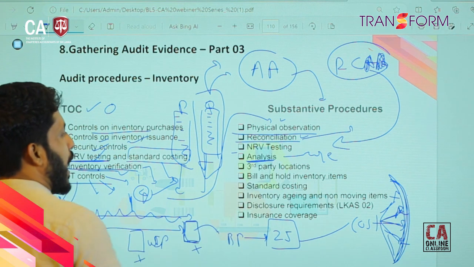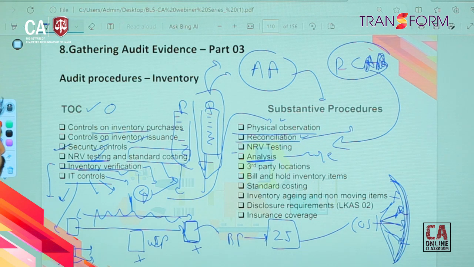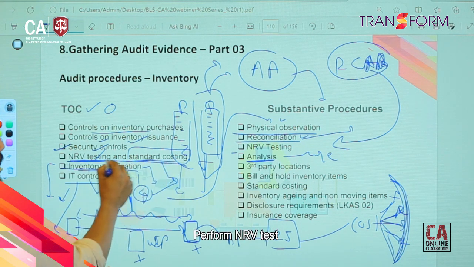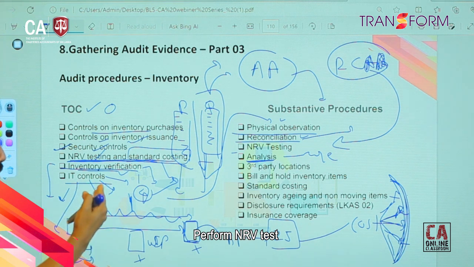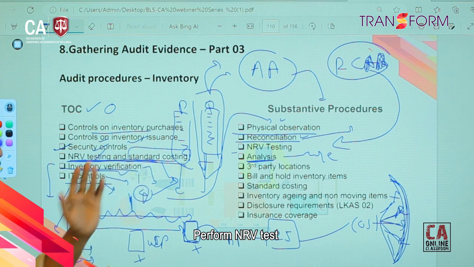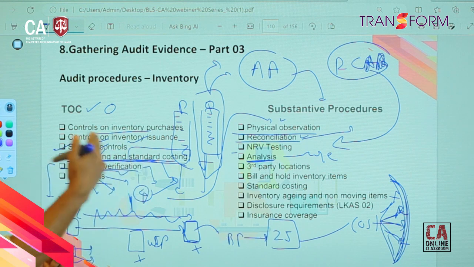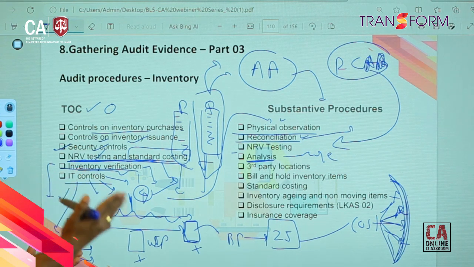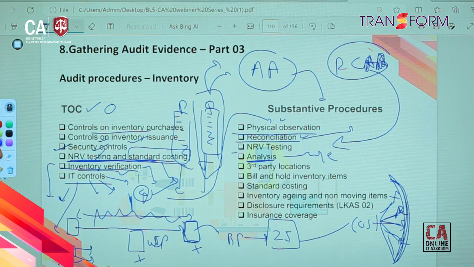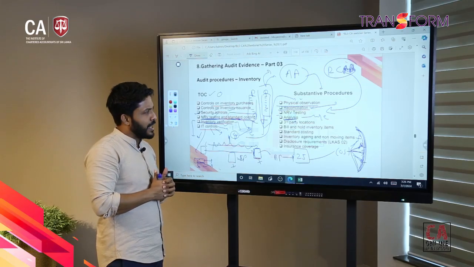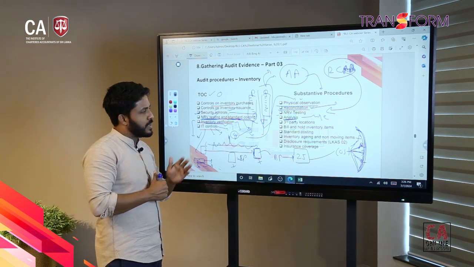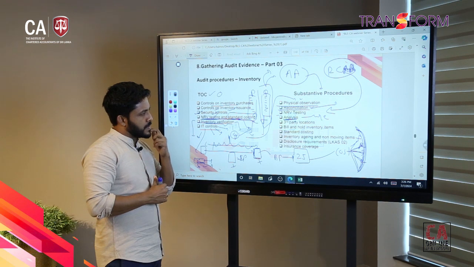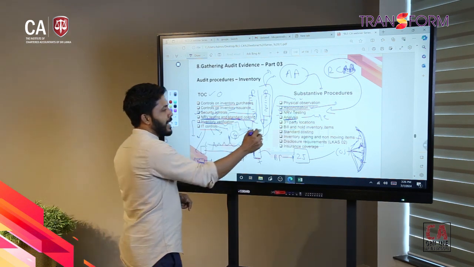Then again you can do NRV testing. NRV testing, how are we going to do it? Here we tested NRV testing related controls. What you can do is get the NRV calculation. Mostly they do a manual calculation for NRV. So you can cross check this NRV calculation on a sample basis with comparable prices, the latest prices we have used. Likewise we can check the NRV calculation, right, on a sample basis. So then you can do analysis as well.